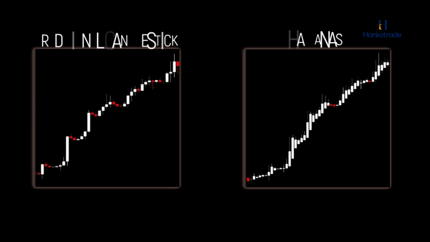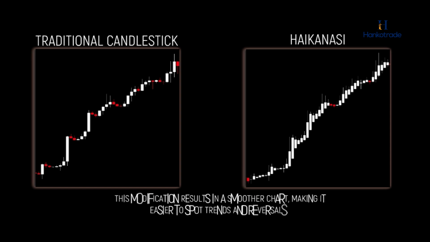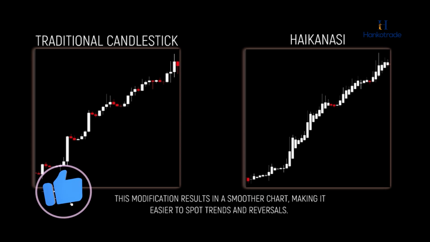The main difference between the traditional candlestick chart and the Heiken Ashi chart is that the latter uses a modified formula based on two-period moving averages instead of open, high, low, and close prices. This modification results in a smoother chart, making it easier to spot trends and reversals. Additionally, Heiken Ashi charts obscure gaps in some price data.